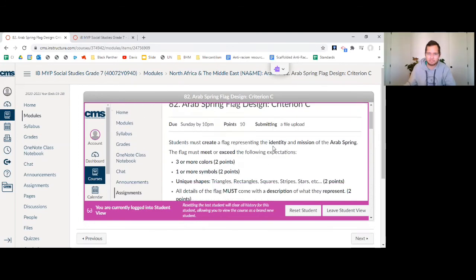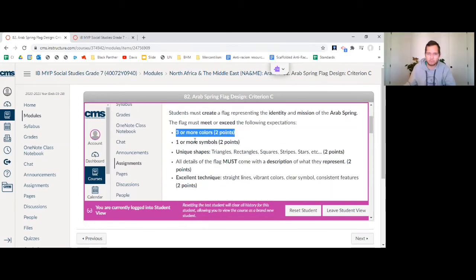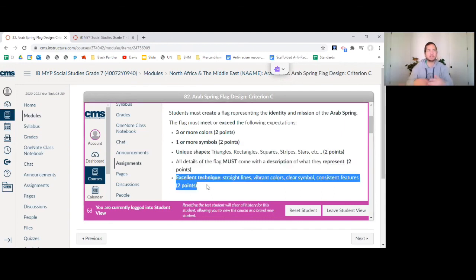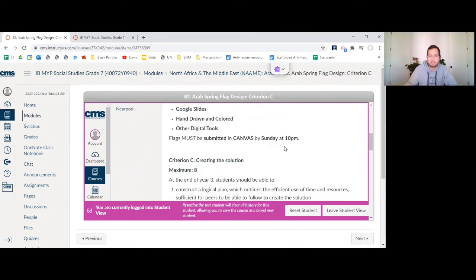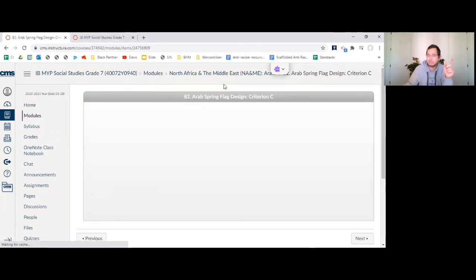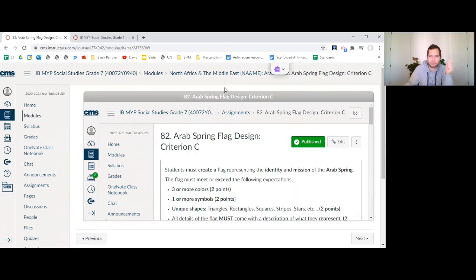If we go back up here, look at this. Three or more colors, 2 points. One or more symbols, 2 points. Unique shapes such as triangles, rectangles, squares, stripes, stars, on the interior of your flag, 2 points. All details of the flag must come with a description of what they represent, 2 points. And then excellent technique. Are your lines straight? Is it clear? Is your flag done well? That's what I'm looking at there. So with that being said, there's no ticket out the door, and you have the remainder of the time to focus on finalizing your flag. Thank you.